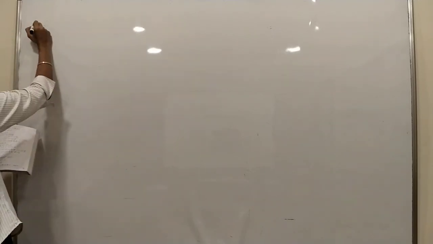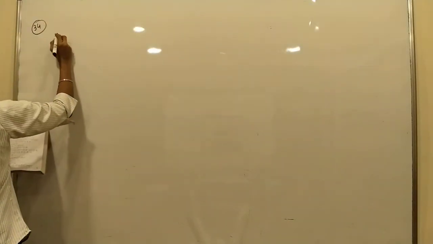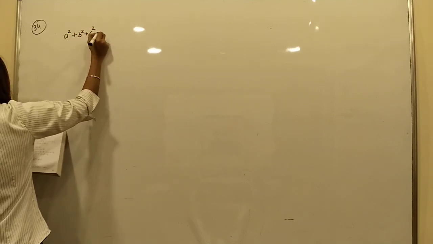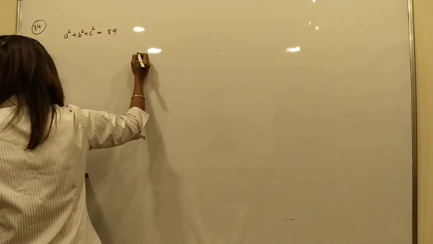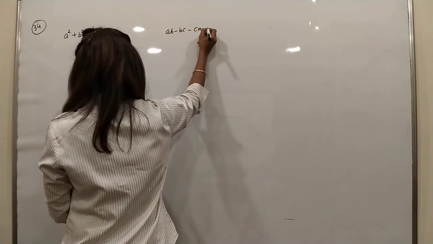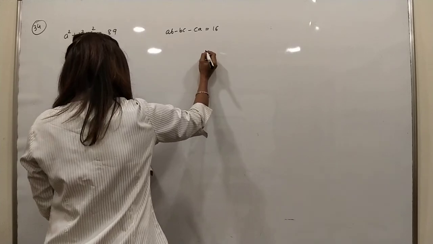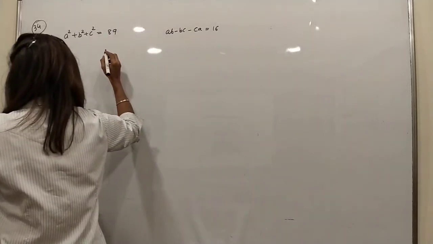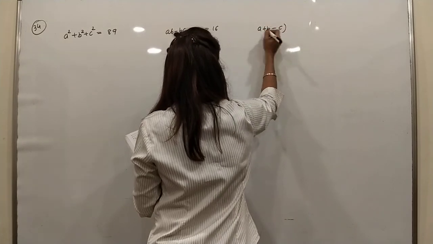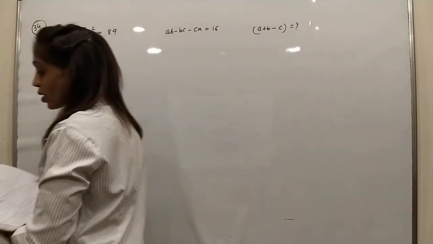Number 34. a square plus b square plus c square is equal to 89. ab minus bc minus ca is equal to 16. Then you have to find the value of a plus b minus c. Chalo, let's start.